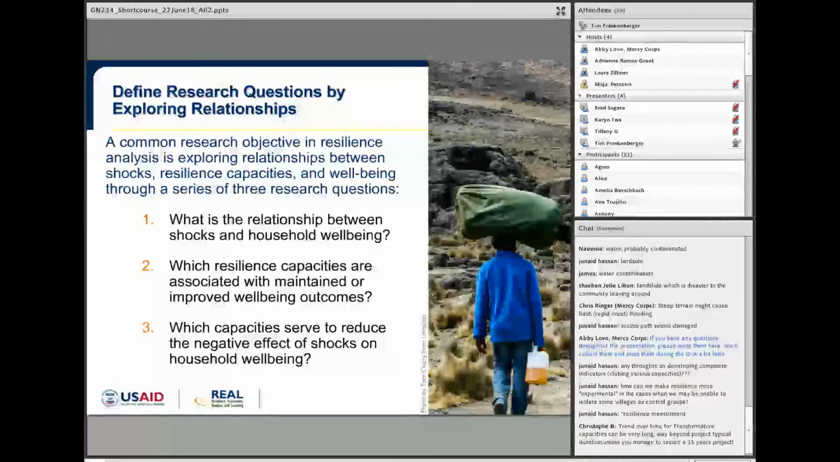Some other common research objectives that we're trying to capture through our resilience analysis is, what is the relationship between shocks and household well-being? In other words, do these shocks have a negative effect on well-being? Do the resilience capacities that we're measuring, are they associated with maintaining improvements in well-being outcomes? In other words, these capacities are having a mitigating effect. And then which capacities serve to reduce the negative effects of shocks on household well-being? So we want to know so that we can make our investments more value for money if we're investing in things that really make a difference.